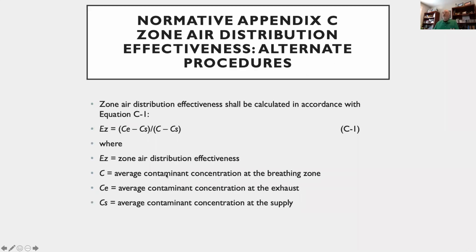So there is a normative appendix. See, normative appendix means it can be used mandatory. It can substitute for the requirements, and here's the equation. You can come up with your own E sub Z if you can figure out how to do these equations. There's also a section in the normative appendix that gives you the minimum requirements for using a model to model better effectiveness in alternate procedures.